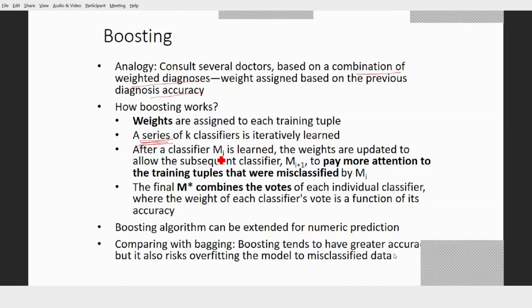After a classifier Mi is learned, the weights are updated to allow the subsequent classifier Mi plus 1 to pay more attention to the training tuples that were misclassified by Mi. Now the final M star combines the vote of each individual classifier, where the weight of each classifier's vote is a function of its accuracy. Boosting algorithm can be extended for.